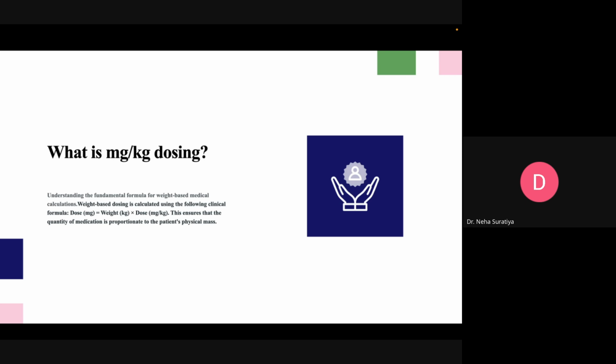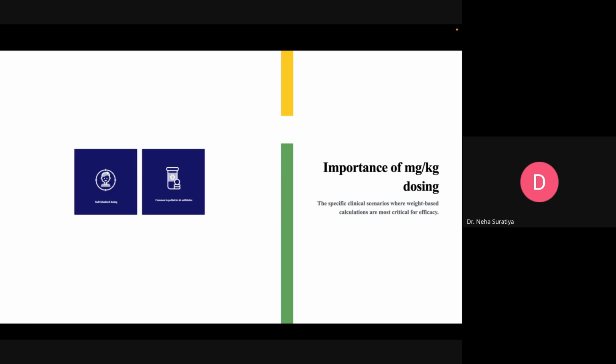Practically, I am saying, every time you cannot have pen and paper to do the calculation, but yes, I have some examples to show you. That is what mg per kg means. Now let's understand the importance first, what mg by kg dosing has. So see, this plays a crucial role in ensuring individualized therapy. When you are focusing on individualized treatment, when different patients have different weights, based on that you can calculate the exact amount of drug you need.